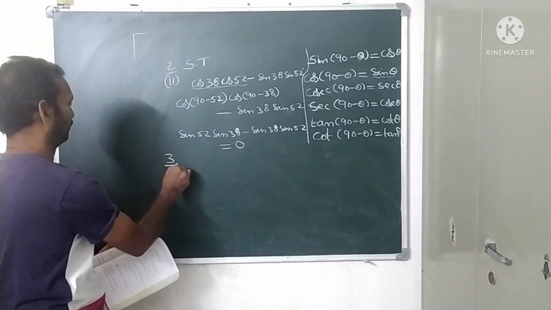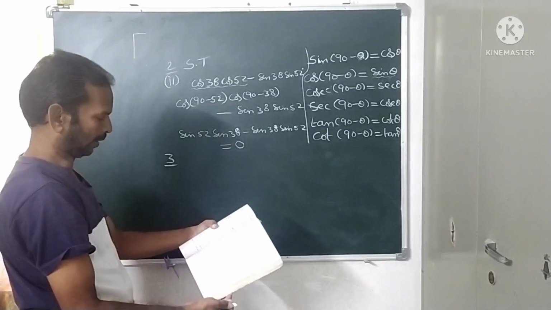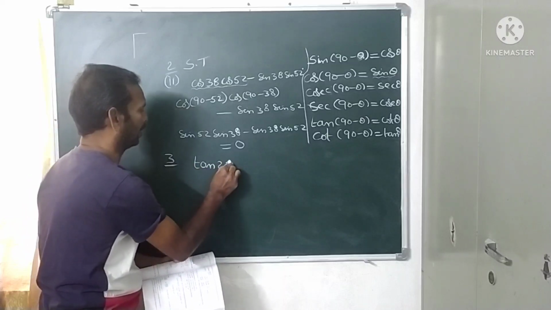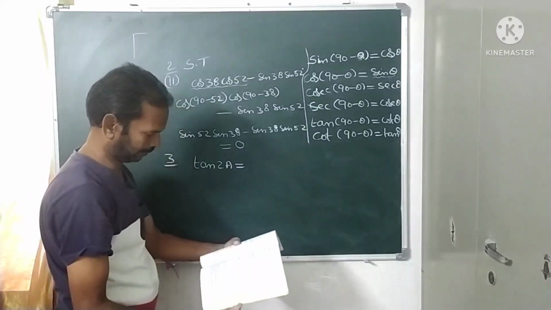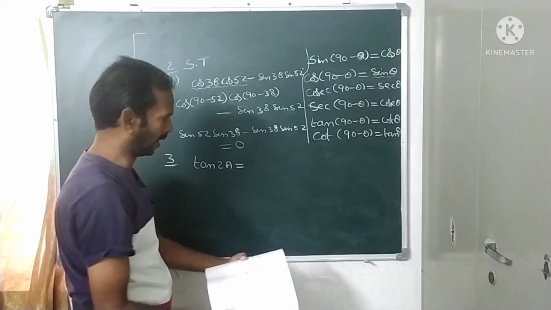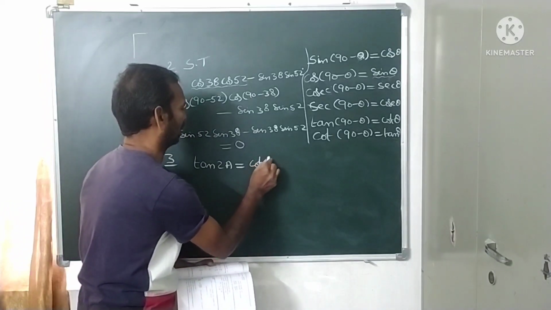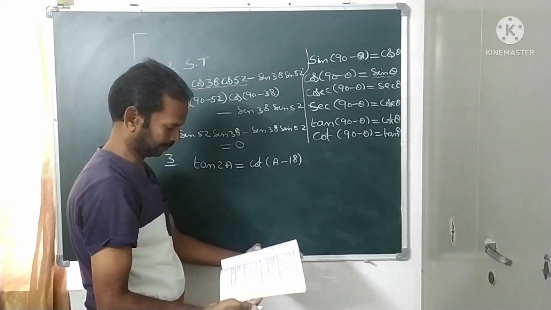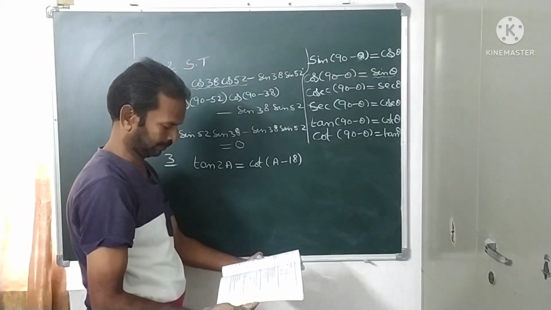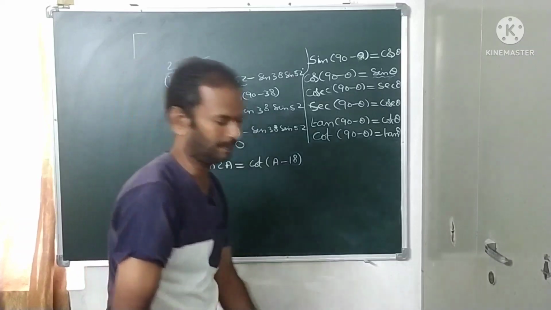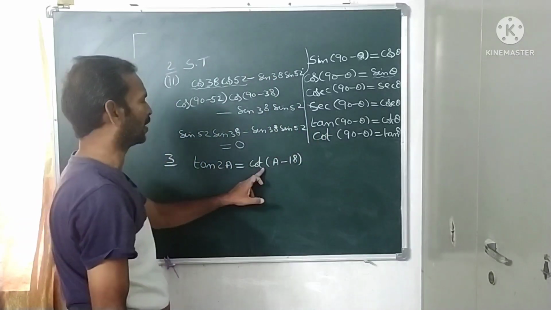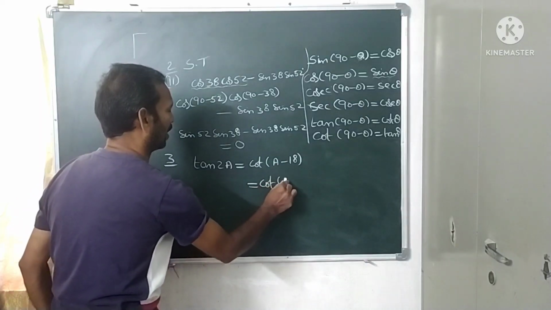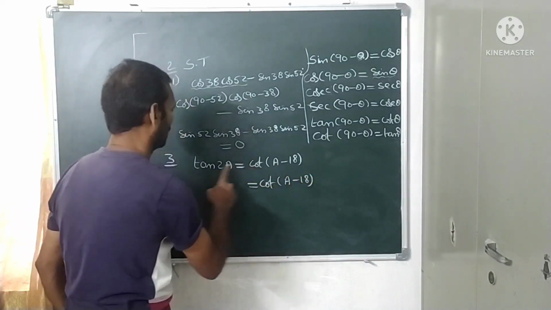Third sum. Tan 2a is equal to cot a minus 18. Find the value of a. So one side tan is there, one side cot is there. This one leave like this only: cot a minus 18.